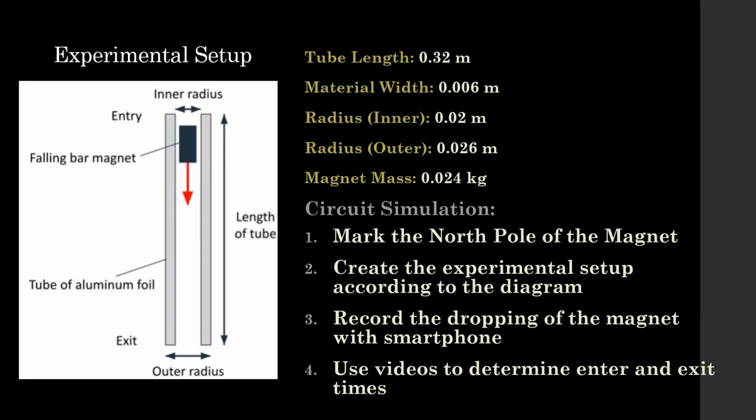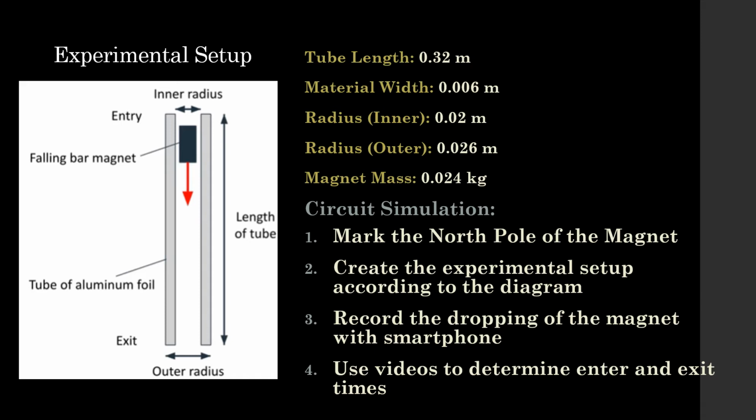Here is the experimental setup for this lab, in which I measured the tube length to be 0.32 meters, the width of the material or the aluminum foil creating the tube to be 0.006 meters, the inner radius of the tube to be 0.02 meters, the outer radius of the tube to be 0.026 meters because of the width of the aluminum foil, and the mass of the magnet to be 0.024 kilograms.